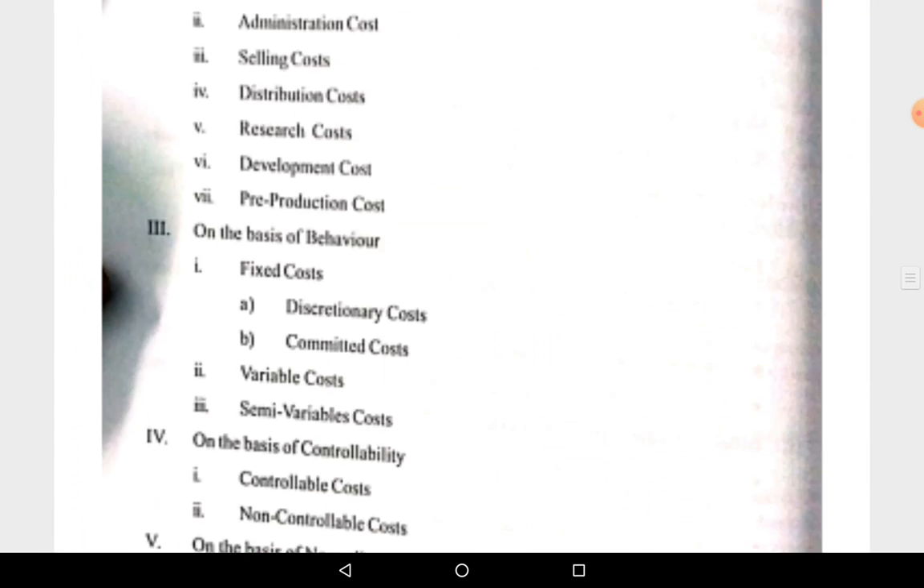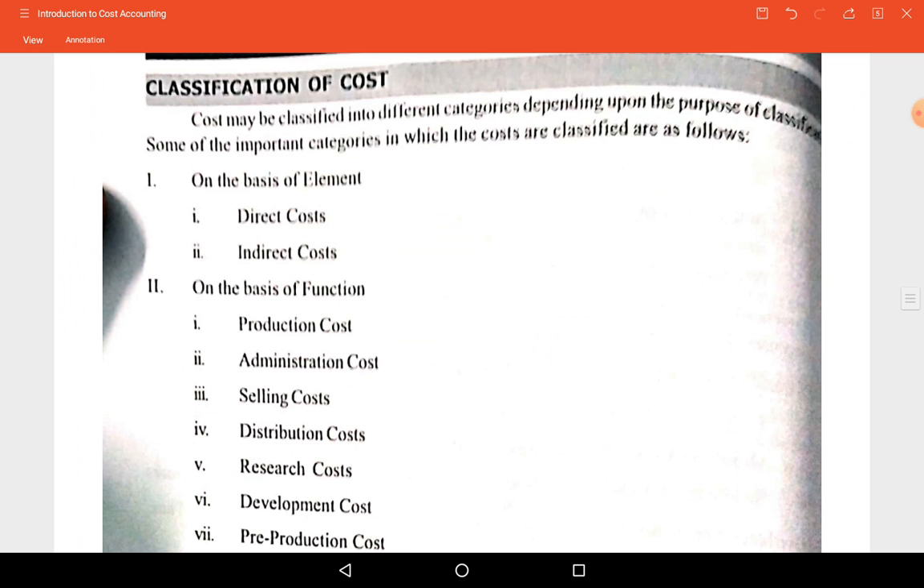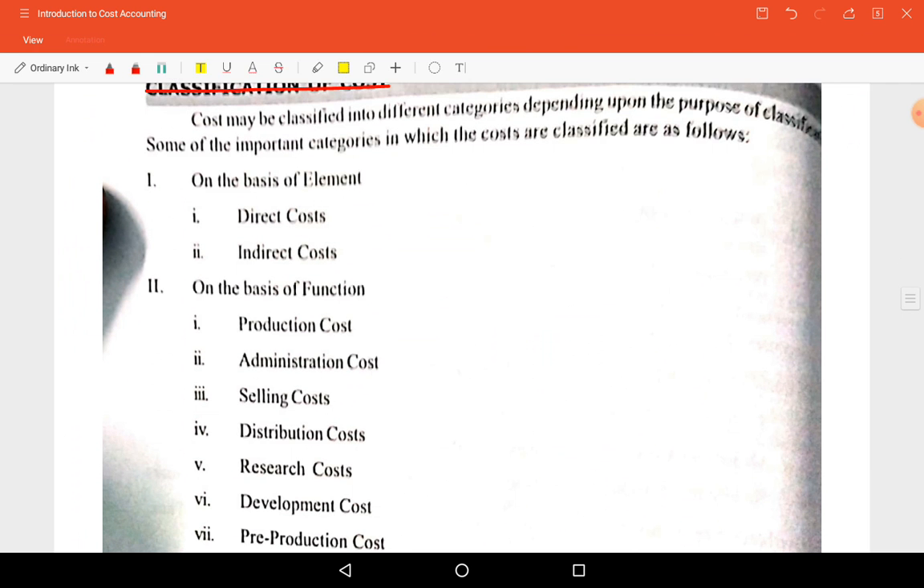So here is our topic, classification of cost. Oh, wait a minute.